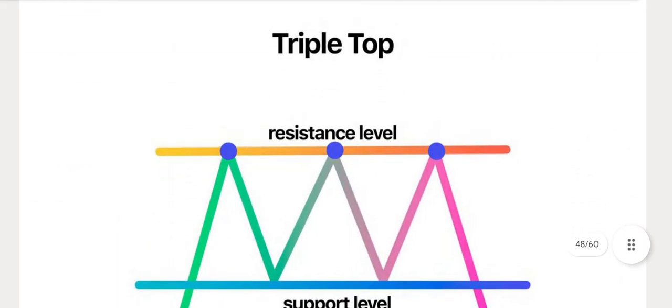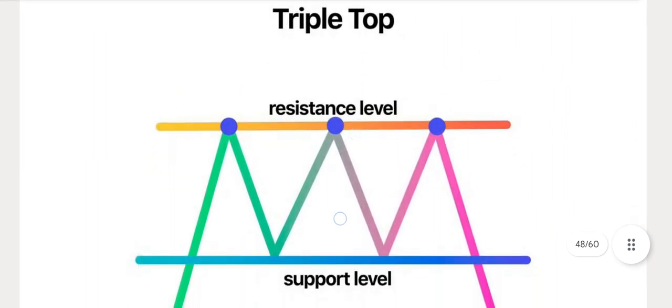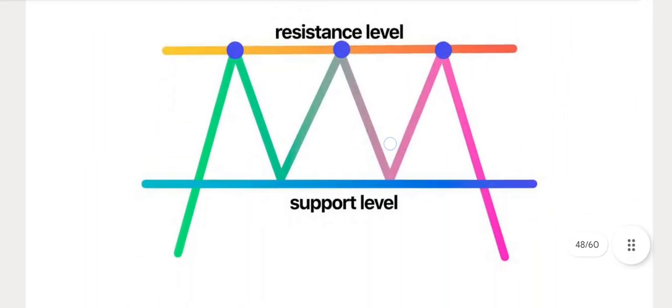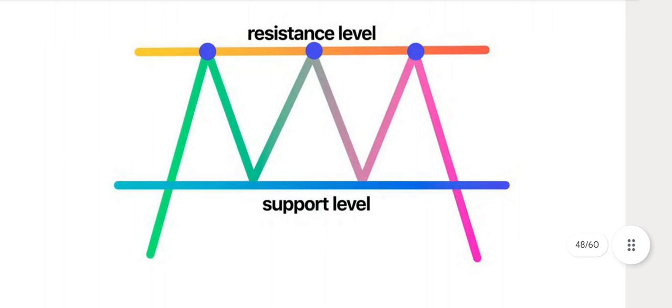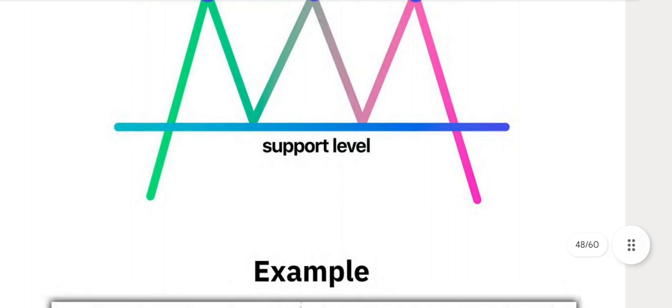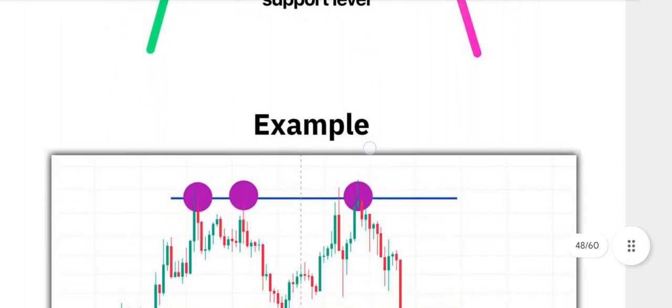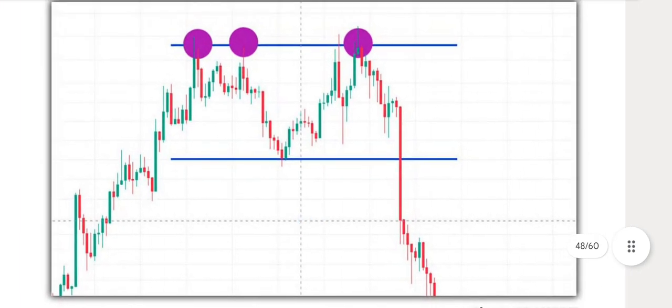Triple top. We talked about double tops and double bottoms earlier on. Now we are talking about triple tops. We have the resistance level above here where the price is pushing downwards, and then we have the support level where the price is pushing upwards. You can see the price has already broken the support point. So what do we expect? A downward movement. This example is illustrated on our charts.